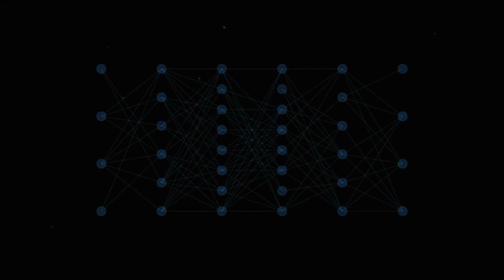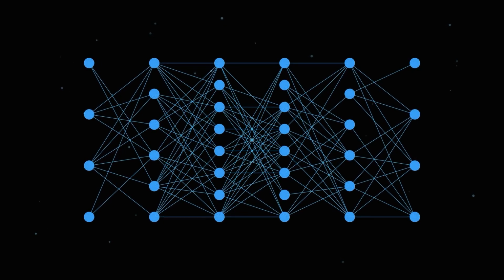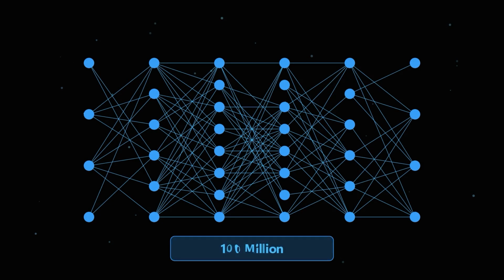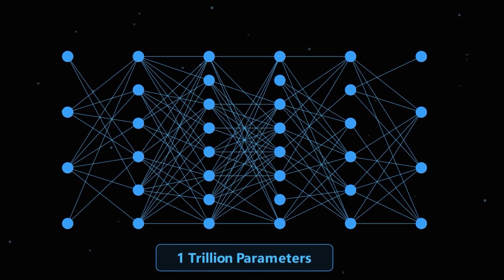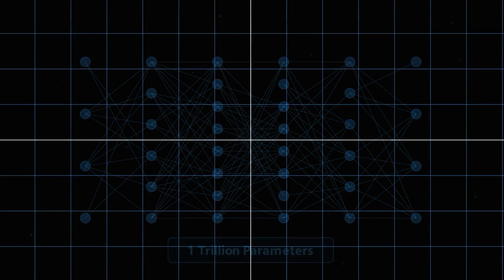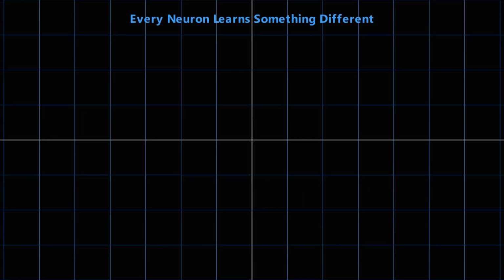Modern transformers contain billions, sometimes even trillions, of parameters. At first glance, it seems obvious. More parameters should mean more intelligence. After all, if every neuron learns something different, the model should understand the world from many unique perspectives. And that's exactly what we hope happens during training.